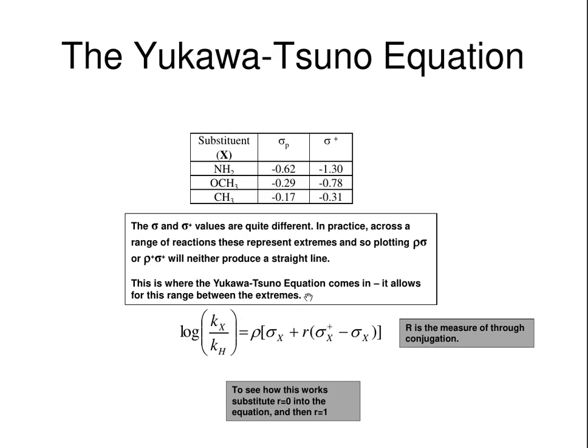And so the Yukawa-Tsuno equation can be used in cases that don't quite match either the rho sigma or rho sigma plus as we had. Similarly, don't forget that the Yukawa-Tsuno also works with sigma minuses.